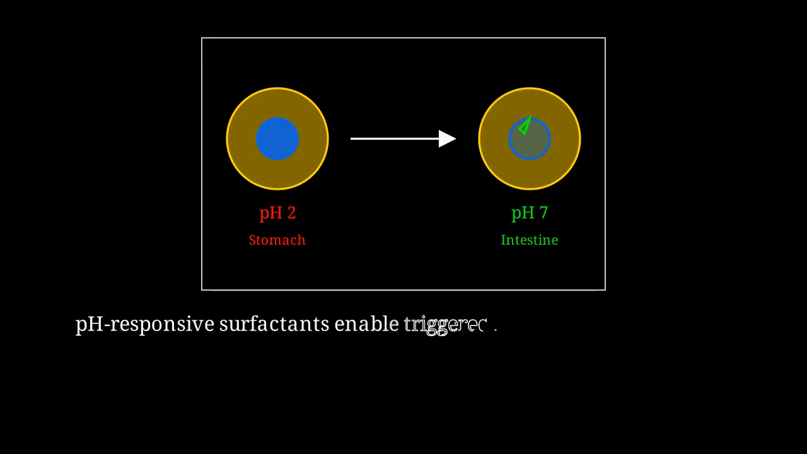We use pH-responsive surfactants at the outer interface. At pH 2, they're stable, but at pH 7, they change conformation, destabilizing the emulsion and releasing the protein payload.